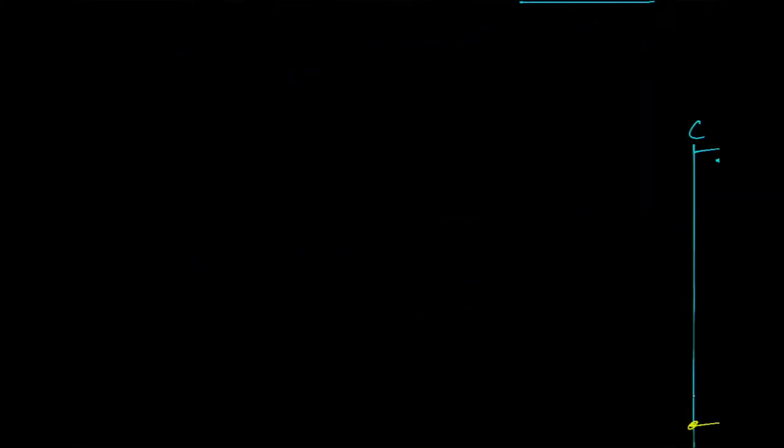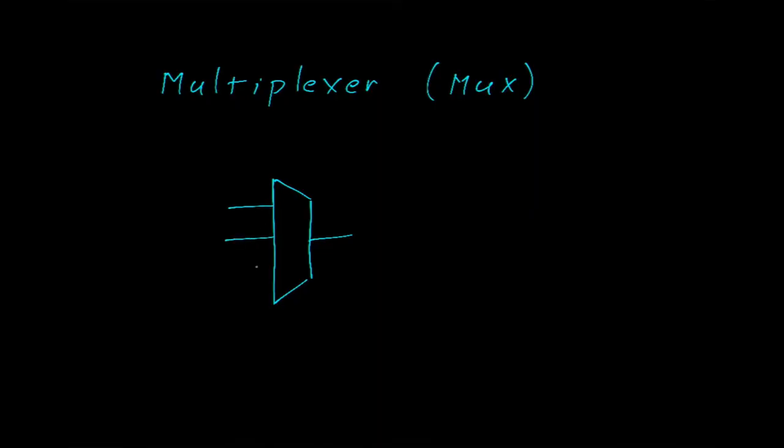Our next logic circuit is the multiplexer, otherwise known as the MUX. In block diagram form, the MUX looks like this. We'll let this be a 4-to-1 MUX. Its inputs are input 0, input 1, 2, and 3.